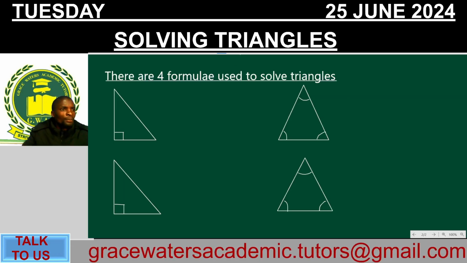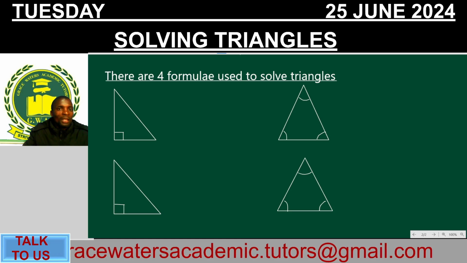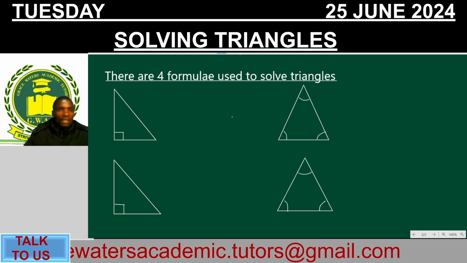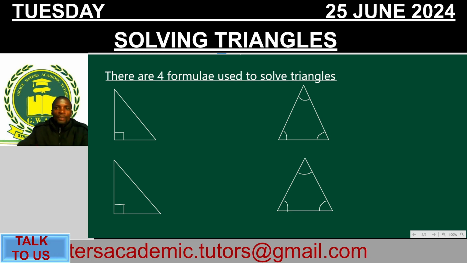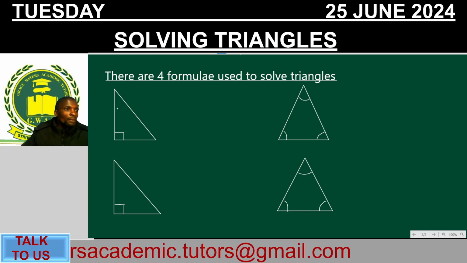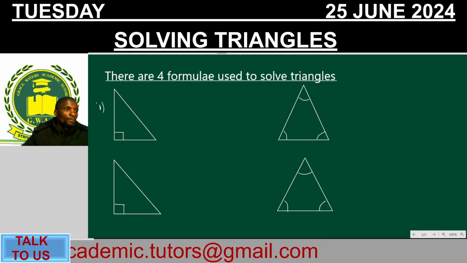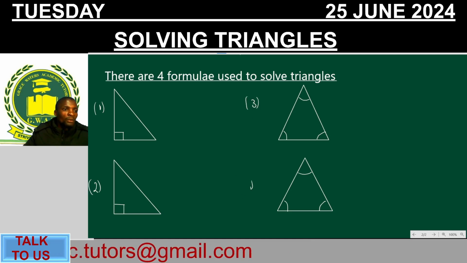The formulae that we use to solve triangles are four. So let me just say I've drawn four diagrams so that I can help you understand the concept behind the formulae. We have, let's say, triangle 1 and triangle 2 are right angled triangles, and then we have triangle 3 and triangle 4 are non-right angled triangles.